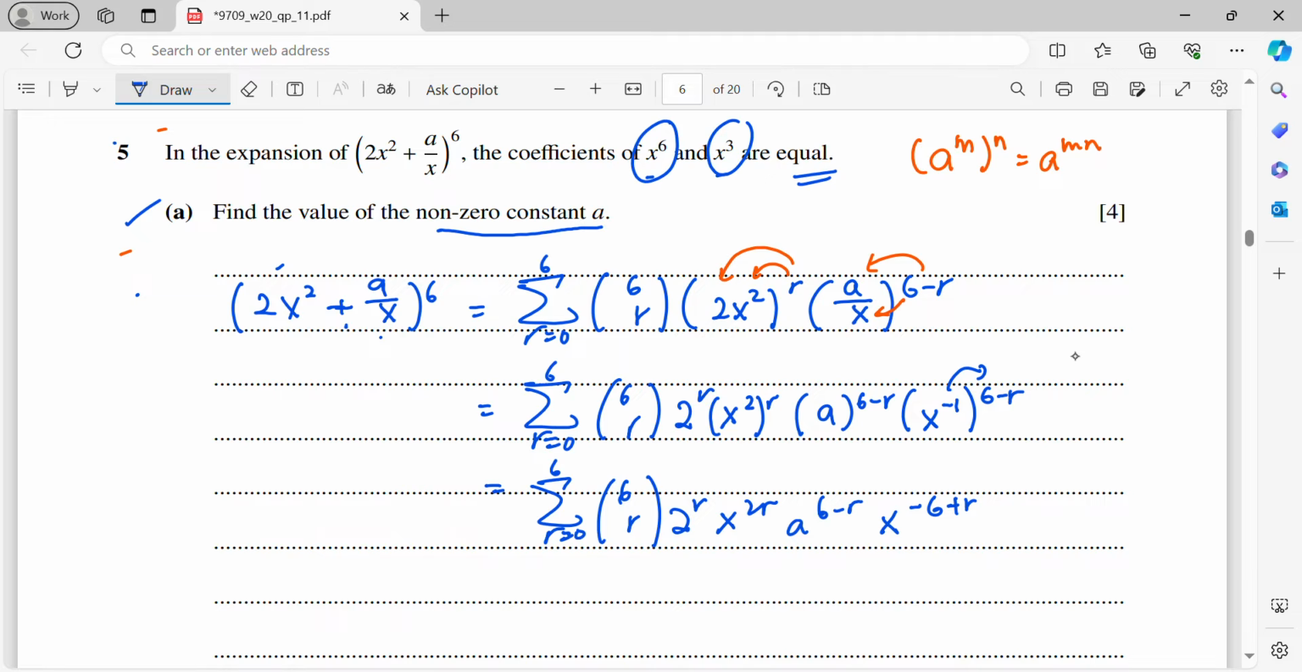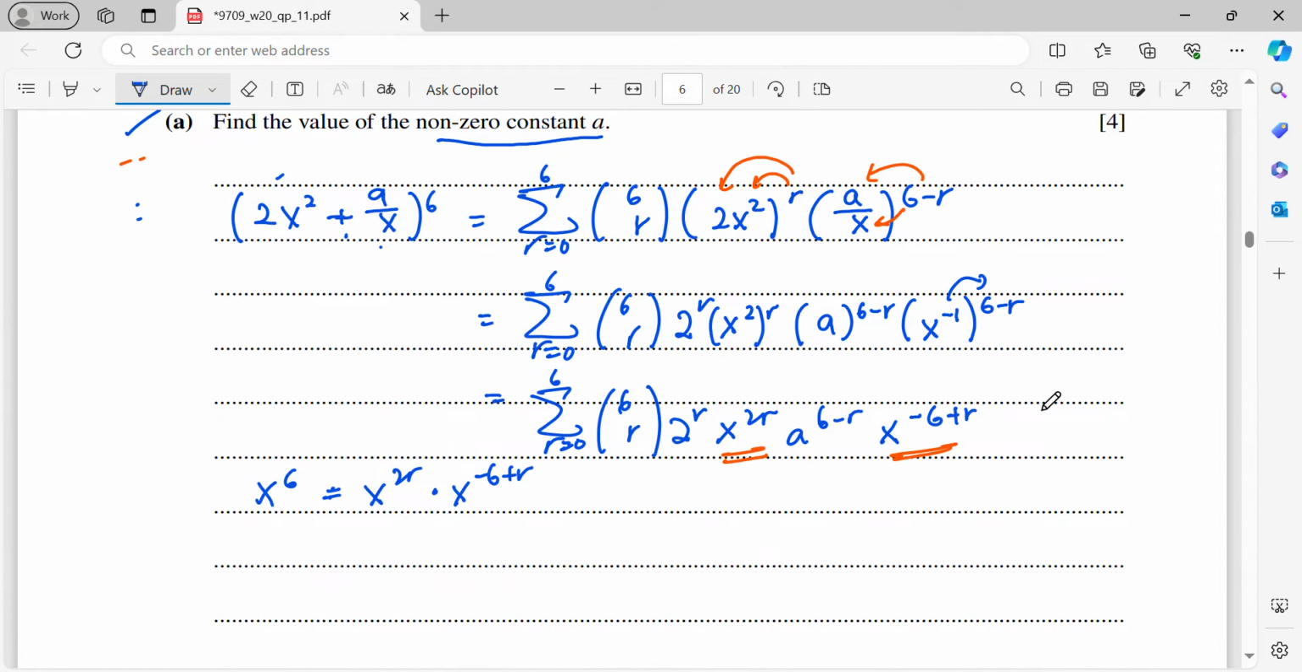Now I need to find out what my r values are when x to the power 6 and x to the power 3. So when x to the power 6, look at the terms with x. There will be two terms here. So now I will get x to the power of 2r times x to the power of minus 6 plus r.